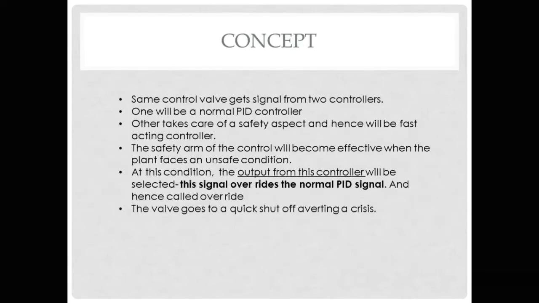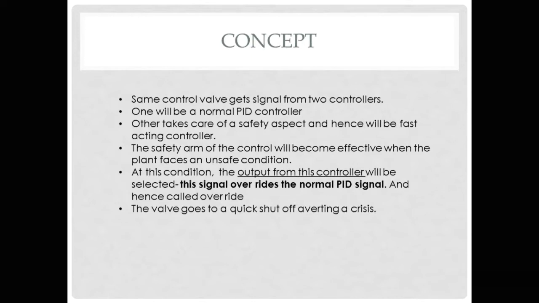This slide explains the concept of override. A control valve will take signals from two controllers. One is a normal PID controller which normally runs the unit. The other will be from a safety control loop, and this will be a fast acting controller. In case of any impending safety issues, the output from the safety controller will be selected by a selector switch and overrides the other signal. Hence it is called the override controller.